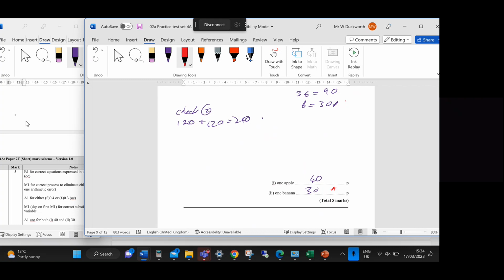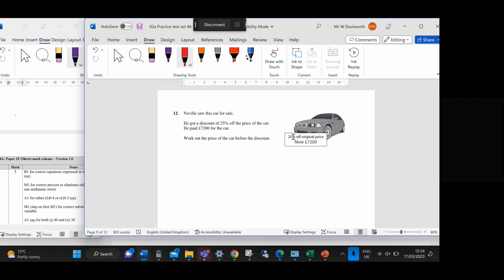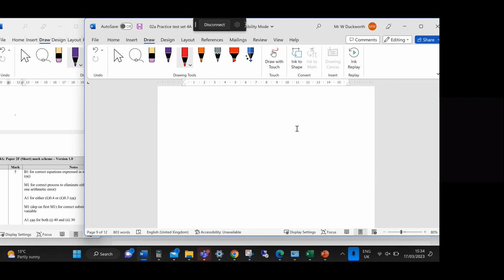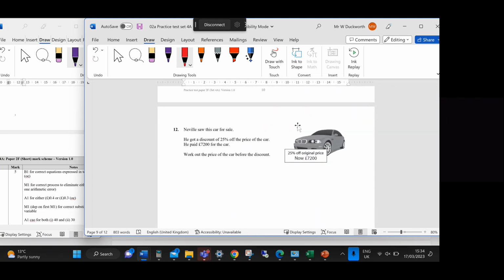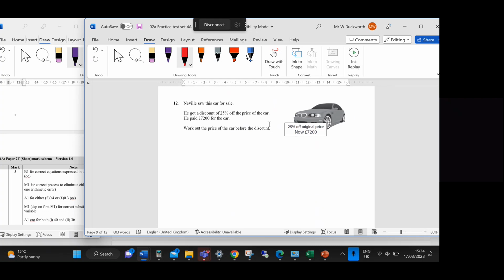Okay, and then next question. Just see, last question as well. Right, Neville saw this car for sale. He got a 25% discount off the price of the car. He paid 7,200 for the car. Work out the price of the car before the discount.